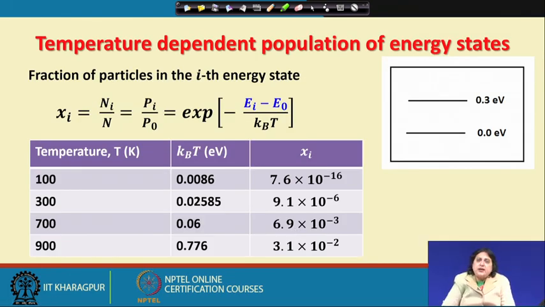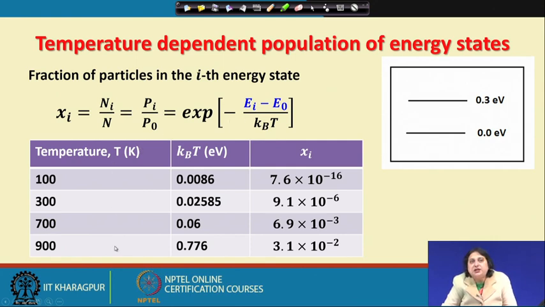So, that brings us to this very interesting concept of how you alter the population of energy states with temperature. As you understand, the fraction of particles in the ith energy state is nothing but N_i by N, where N_i is the number of particles present in the ith energy state in an assembly of a total of capital N particles. And now, I can write this as P_i by P_0. What is P_i? P_i is the probability that the system resides in the ith microscopic state, and P_0 is the probability that the system is present in the microstate having the energy E_0. And we already know that this is related to this exponential function.